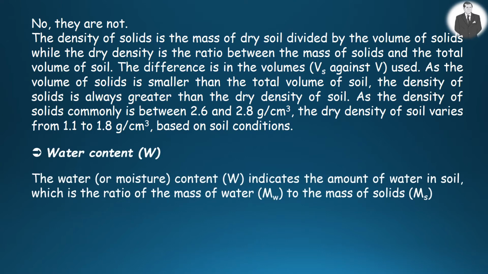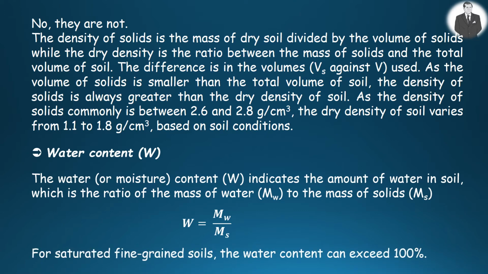Water content, in other words, moisture content, points out the amount of water in soil, which is the ratio of the mass of water to the mass of solids. For saturated fine-grained soils, the water content can go beyond 100%.